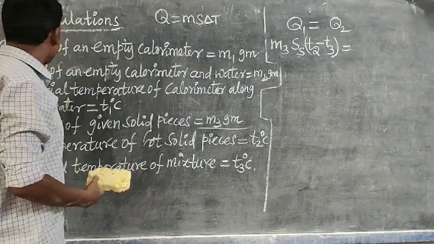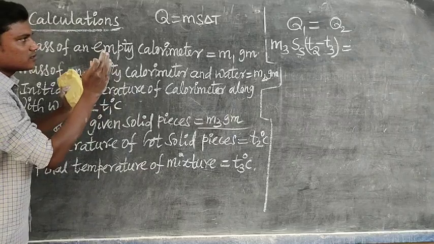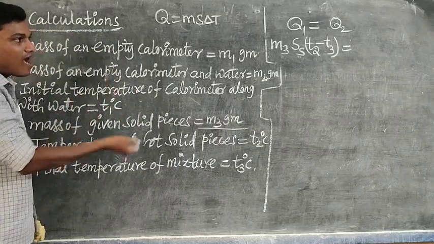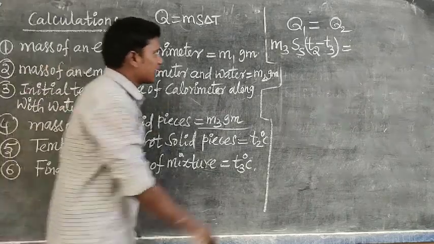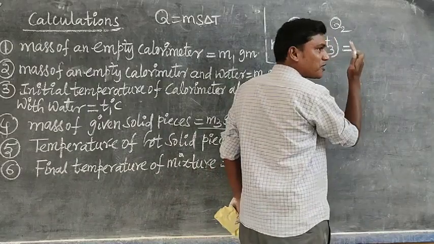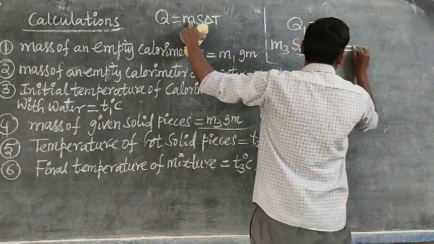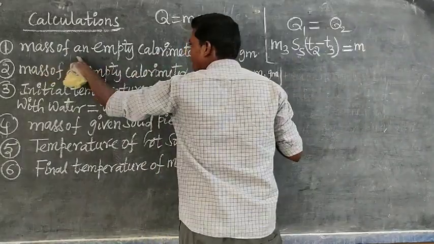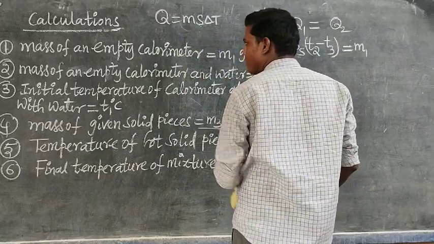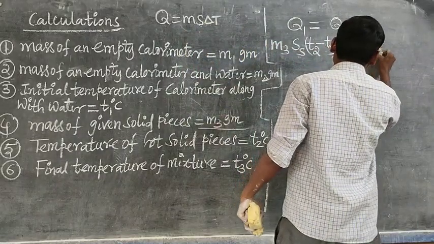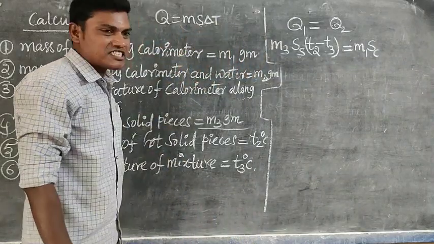First thing, heat. From this concept, first we can say that the heat energy taken or gained by the calorimeter. First we consider only the calorimeter, but not the water. The calorimeter mass, what is that? We know the mass of an empty calorimeter, M1, in the place of M. Next, S means specific heat of the calorimeter, that's why we can put C. Next one, delta T, change in temperature.